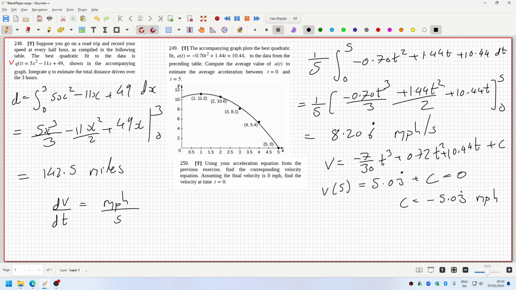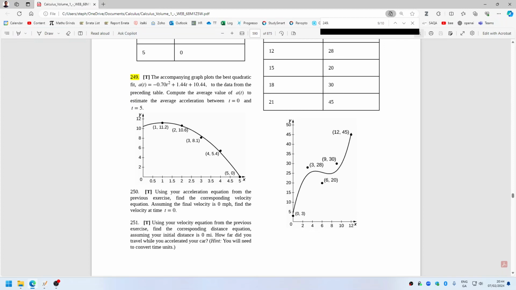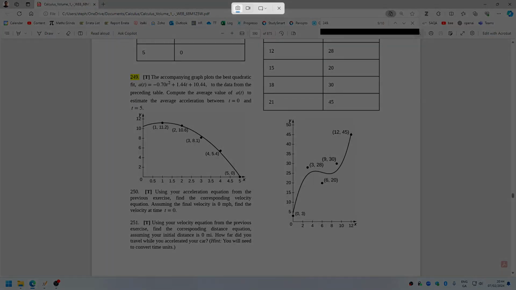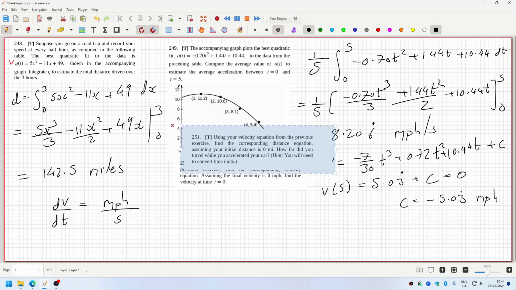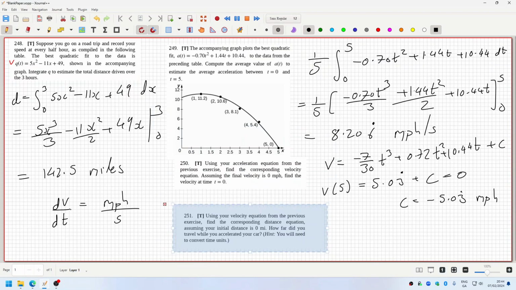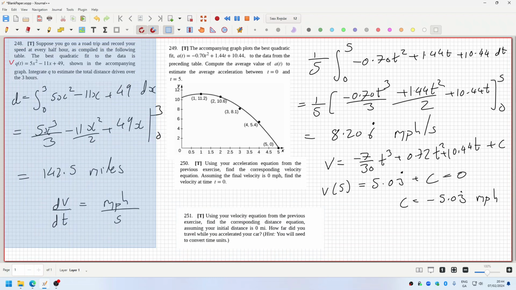Using your acceleration equation from the previous exercise, find the corresponding velocity equation. Assume the final velocity is 0 miles per hour. Find the velocity at time 0. Negative. Okay, maybe I should just calculate 251 and see what happens. So for 251 then, let me just clear off this one here. I can't check this answer.